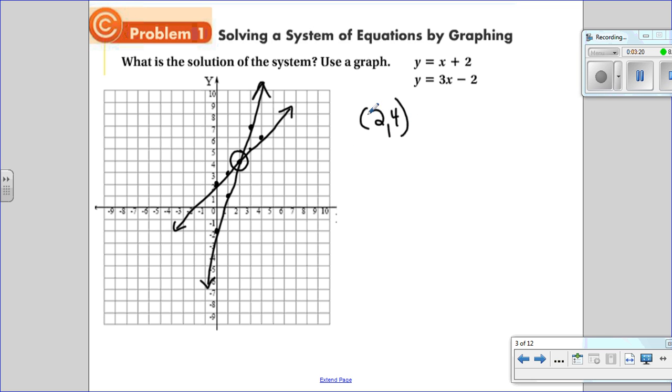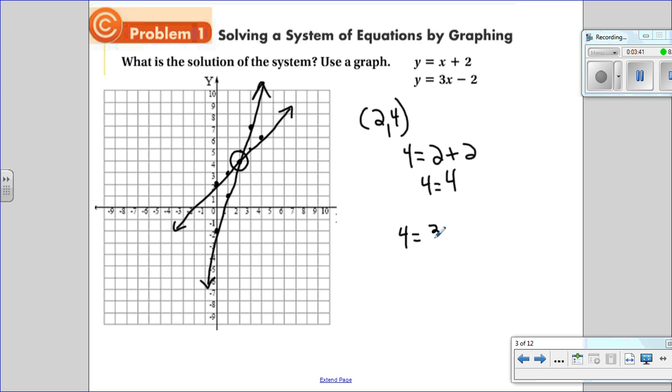Now, do we know that we did that right? Well, we can check. And we can check by plugging these numbers in. So I'm going to take my first equation, y equals x plus 2, and I'm going to replace the y with 4 and the x with 2, and find out that it becomes 4 equals 4. So that's right. How about the next one?